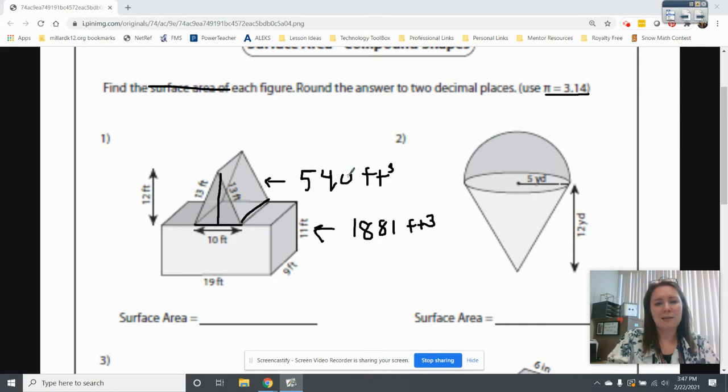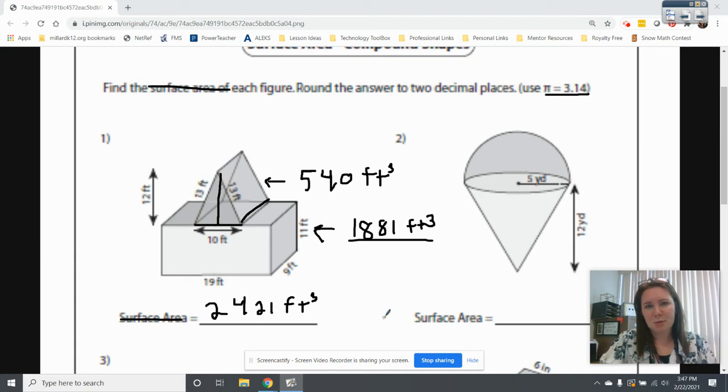And now the last step is we just have two volumes. We're going to add them together. And that's going to equal, again, we're not doing surface area, we're doing volume, 2,421 feet cubed. So honestly, that was pretty simple. It's like doing two problems, right? A rectangular prism and a triangular prism and adding them together. That's pretty much what it is. I'm going to erase this work, and I'm going to show you one more.